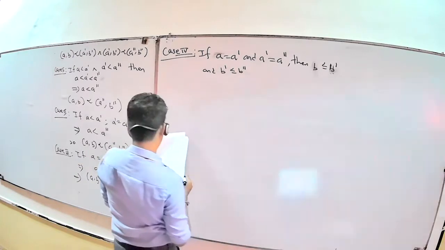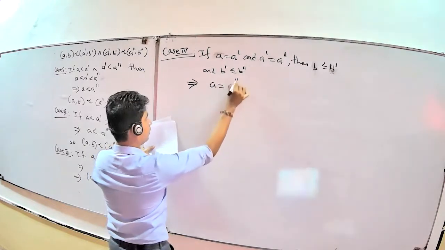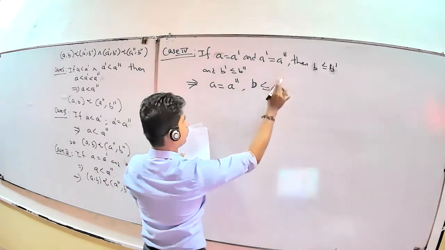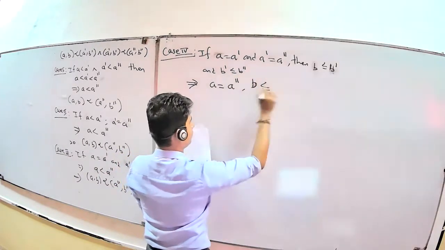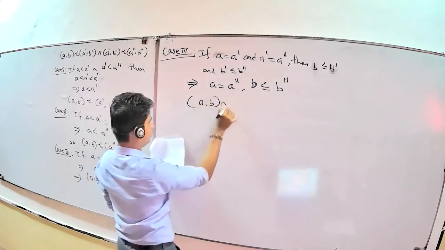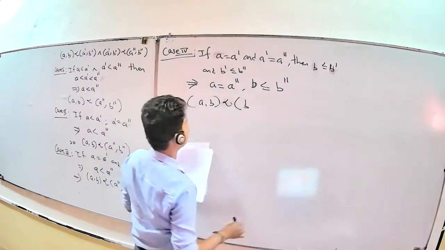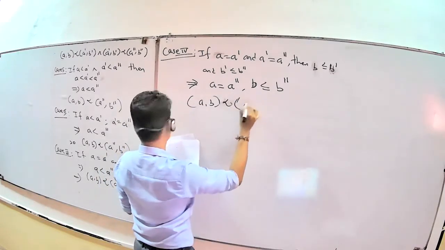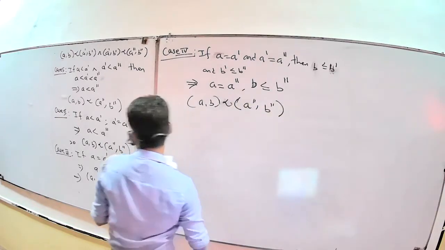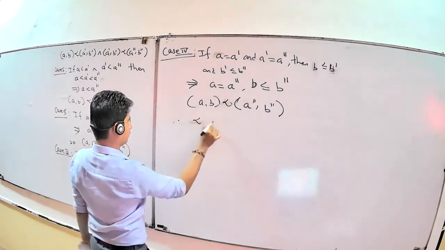From these things, this implies that A equals A double dash from these two, and B less than or equal to B dash, but B dash less than or equal to B double dash, therefore B less than or equal to B double dash. From these two, you can write A comma B is related to A double dash B double dash. Each of the cases is satisfied, therefore this one is transitive.